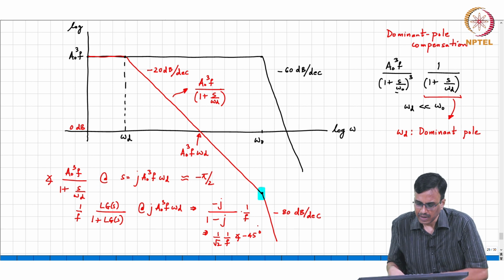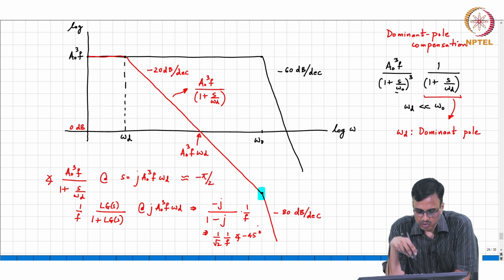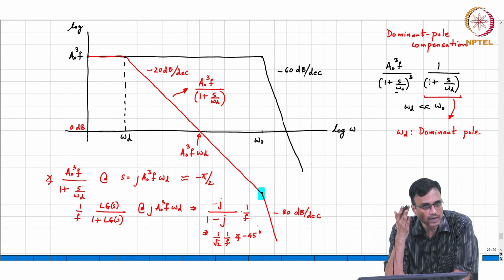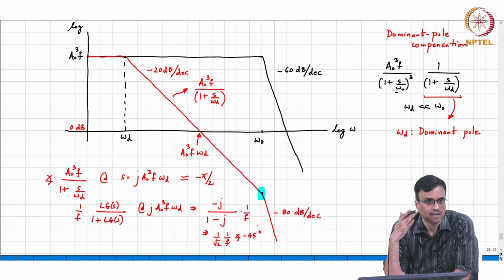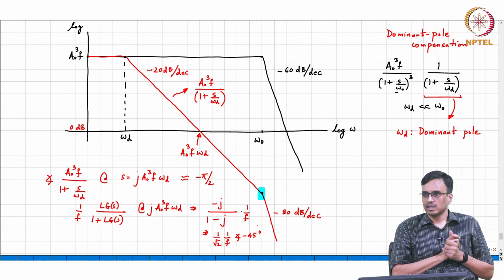So, staring at this particular example, because we have introduced this dominant pole omega d, which is much smaller than omega naught, the loop gain function approximates that of a first order system, and therefore the closed loop basically gets the stability of a first order system.